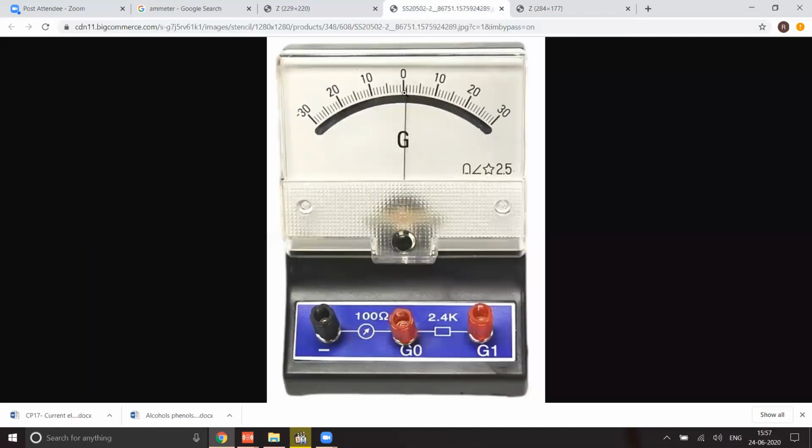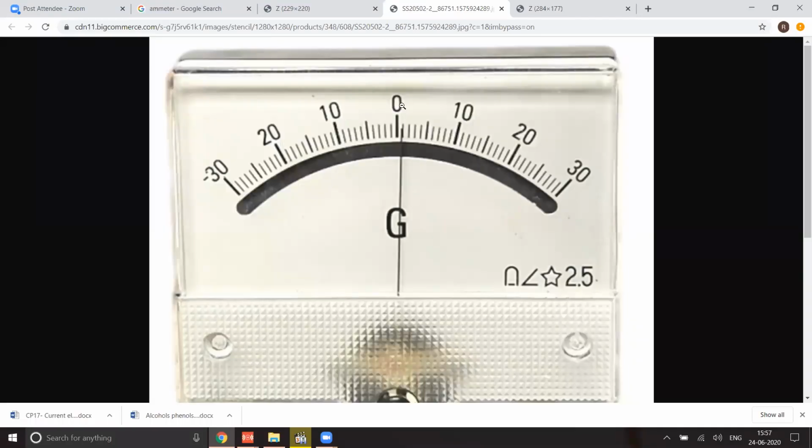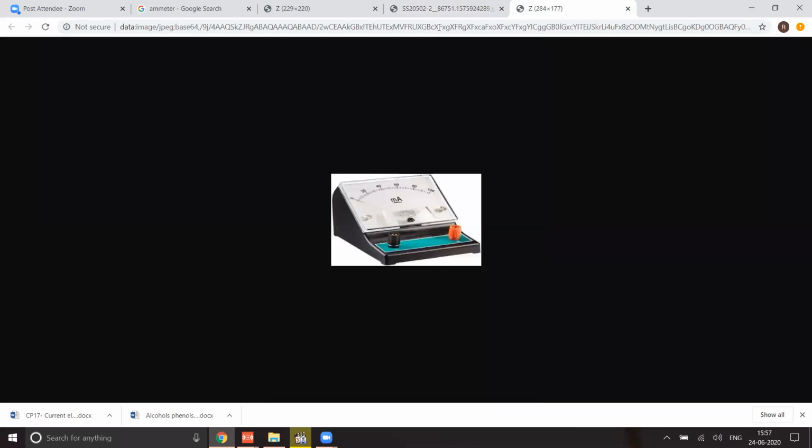If you look at a galvanometer, the calibration is done exactly at the center, whereas for an ammeter, it is at the left extreme. So what exactly do you think happens? Then there should be some difference in the principle of it, right? And we'll be learning one more topic also.